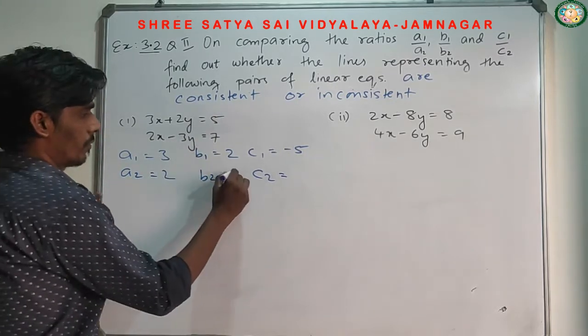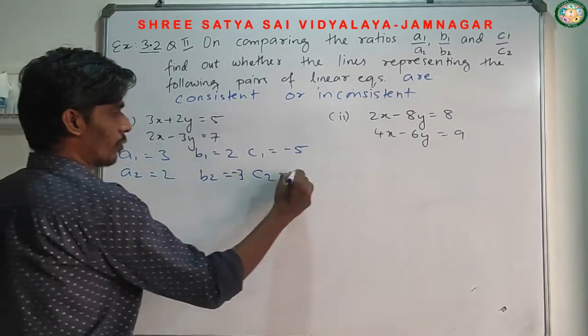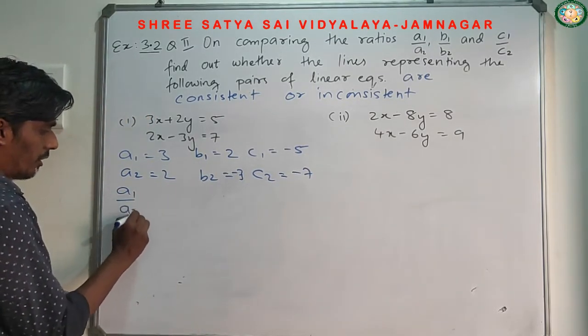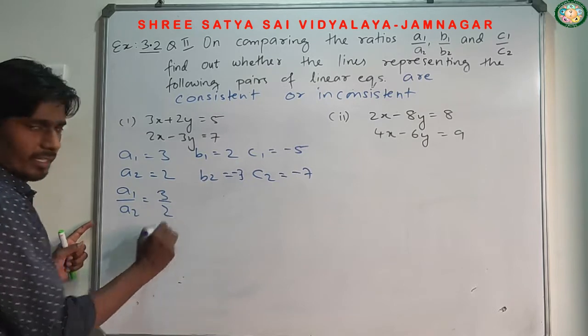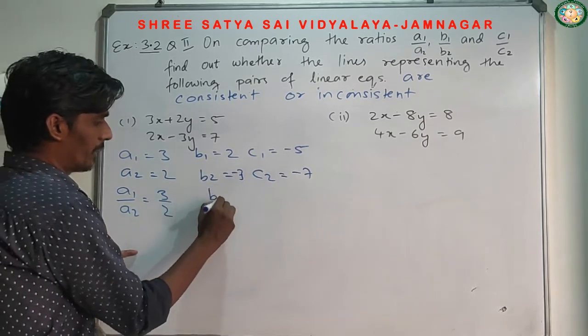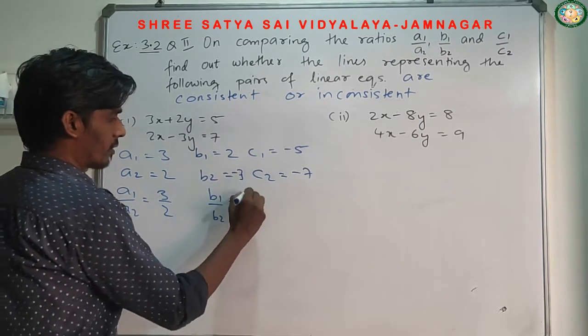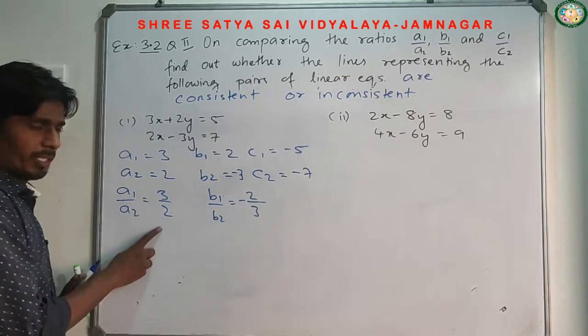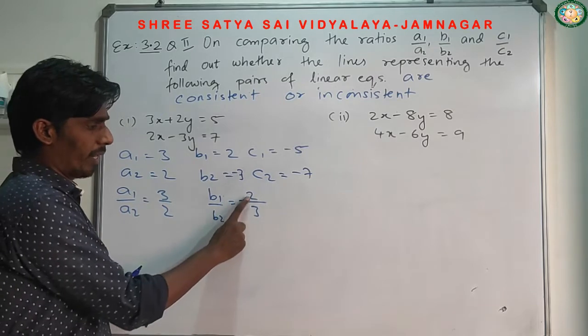To convert this into standard form, I have to take 5 on this side. So 2, minus 3 and this is minus 7. So again, find out the ratio. A1 upon A2 is what? 3 by 2. What is B1 upon B2? It's 2 upon minus 3. Are they equal? This is 3 by 2 and B1 upon B2 is minus 2 by 3.